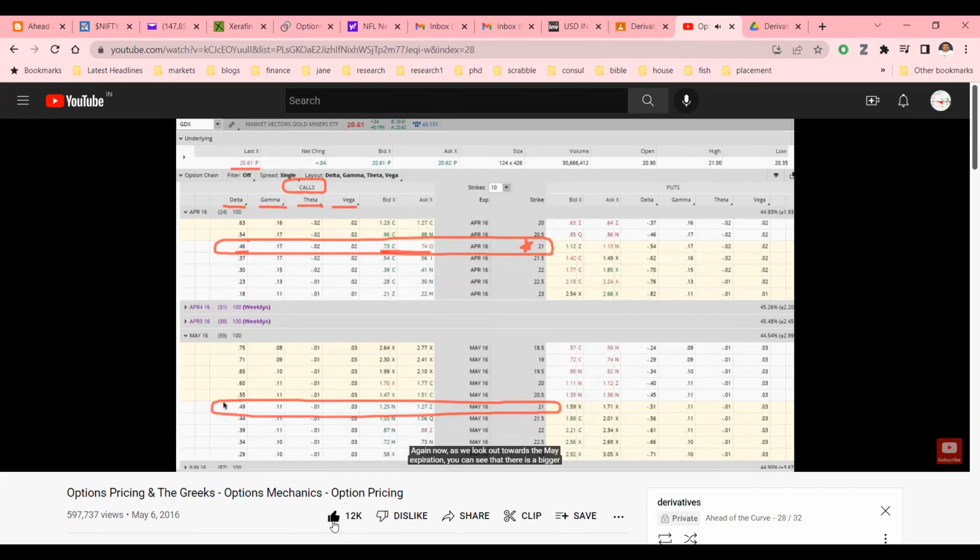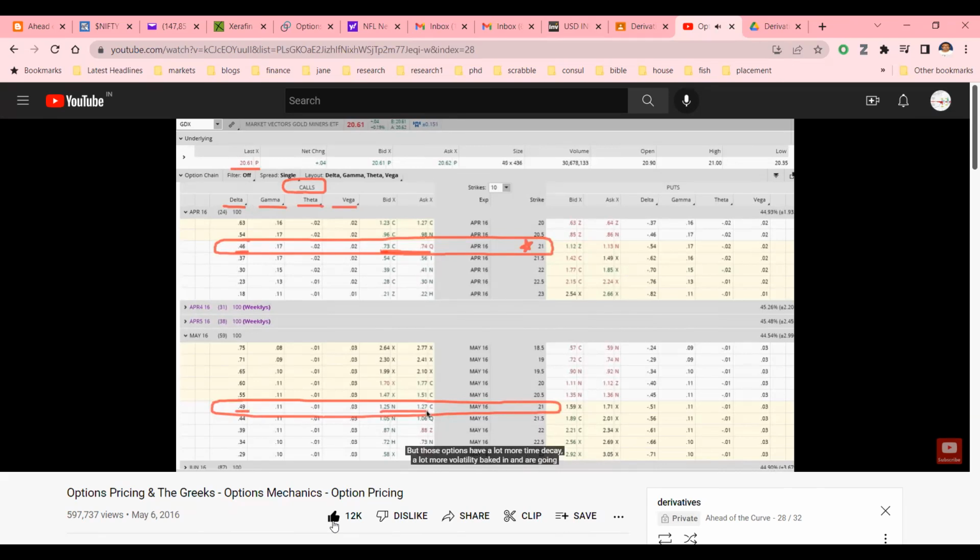Again, as we look out towards the May expiration, you can see that there's a bigger impact in May for the same underlying move, because there's a little bit more time left until expiration. So again, with the same $1 move up in the stock from where it is right now, 20.60 up to 21.60, that gives you a $49 increase in the value of the option. Those options out of May are a little bit more expensive because of a bunch of different factors, which we'll continue to talk about.